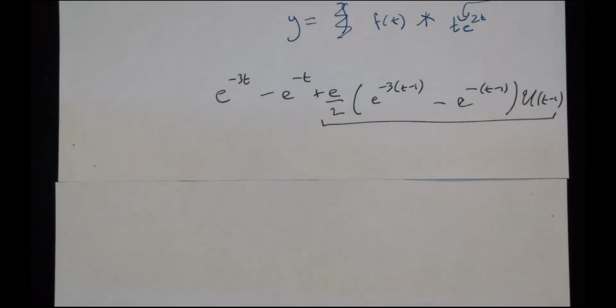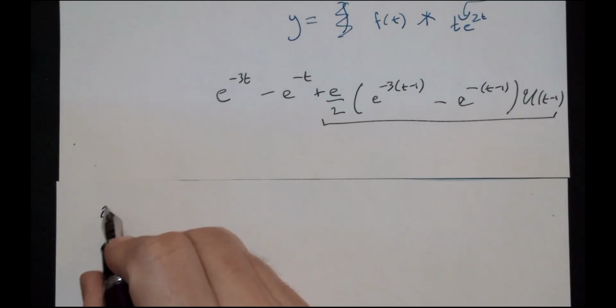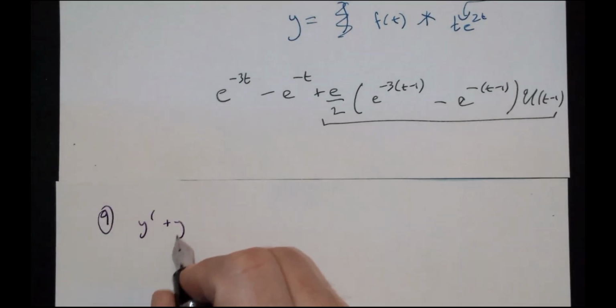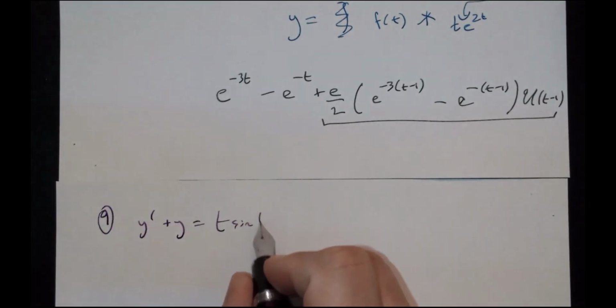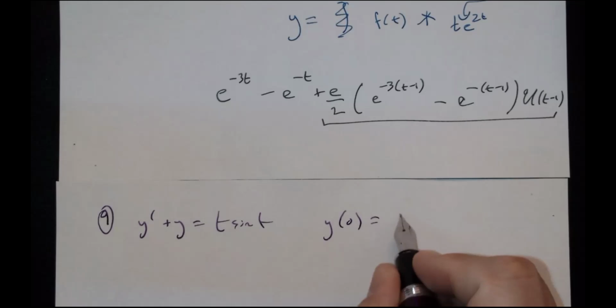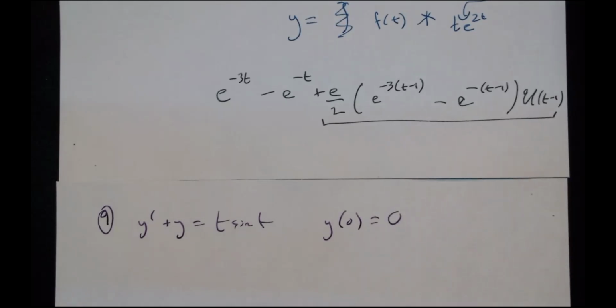10 on 7. You want to do 9 or 11? Okay. y prime plus y equals t sine t, and y of 0 is 0. Okay.